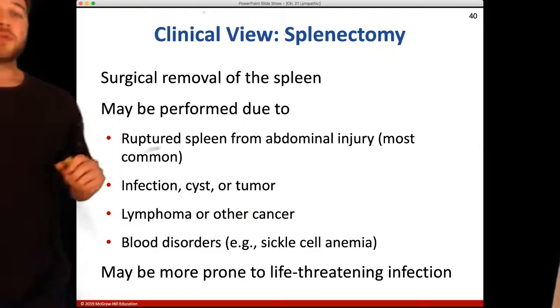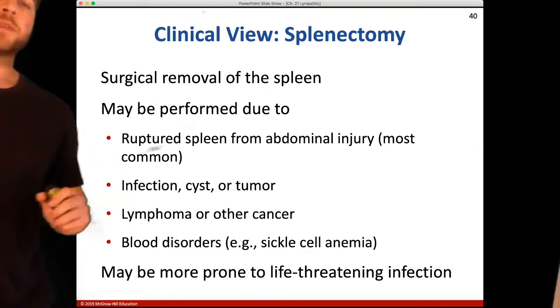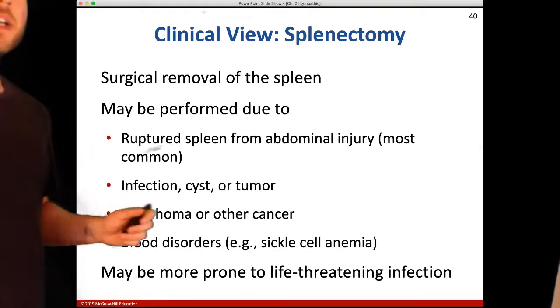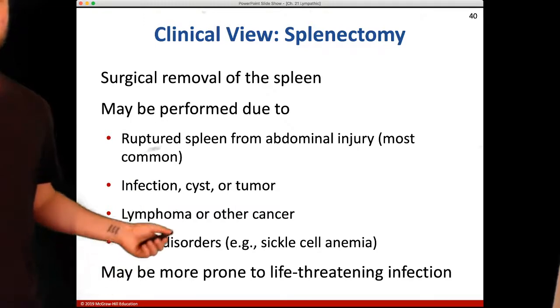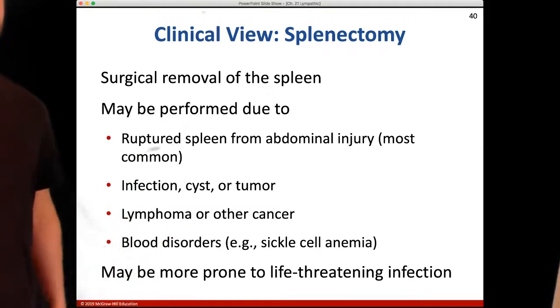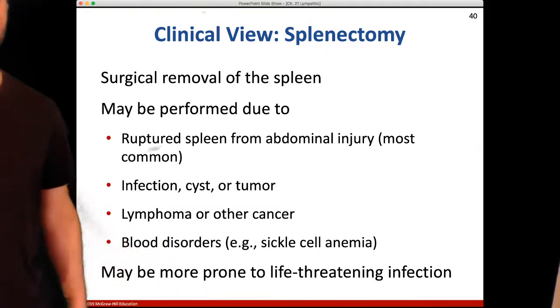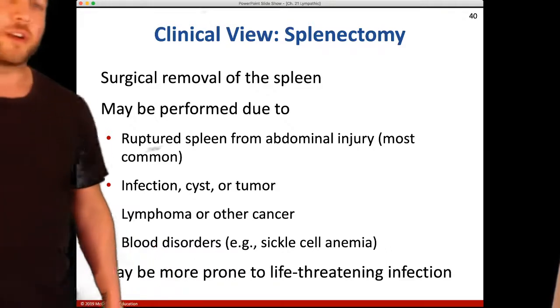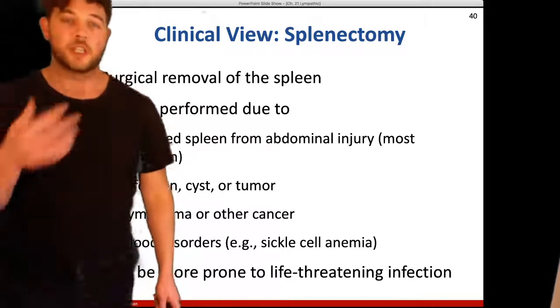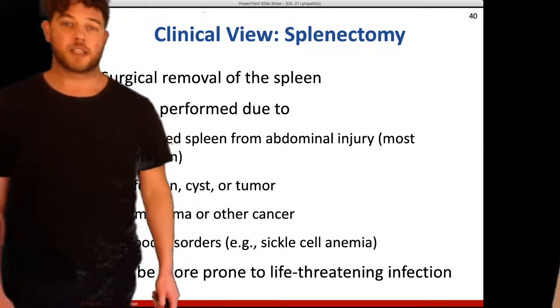You can have your spleen removed, a splenectomy, due to a ruptured spleen from an abdominal injury, infections, cysts or tumors, lymphomas or cancers, blood disorders. You may be prone to more life-threatening infections if you don't have it, because you're all of a sudden losing this organ, which is clearing out and phagocytizing in your blood.